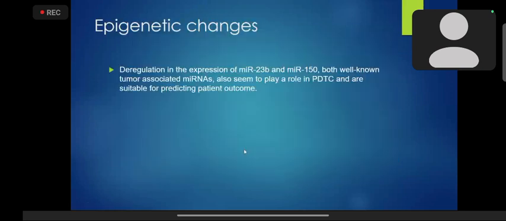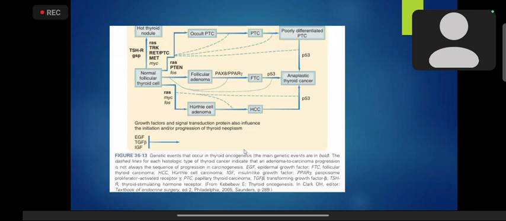There are some epigenetic deregulations. Expression of MIR23B and MIR150, both well-known tumor-associated miRNAs, seems to play a role in poorly differentiated thyroid cancer, and they are also suitable for predicting patient outcome. So these are the old concepts we were used to reading from our PG days, that normal follicular cells are common for all follicular cell origin cancers, differentiated thyroid cancers.